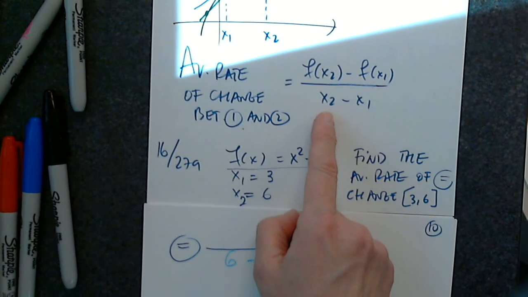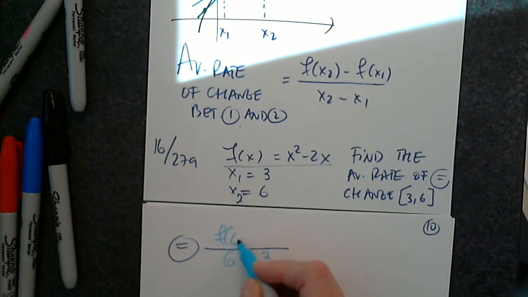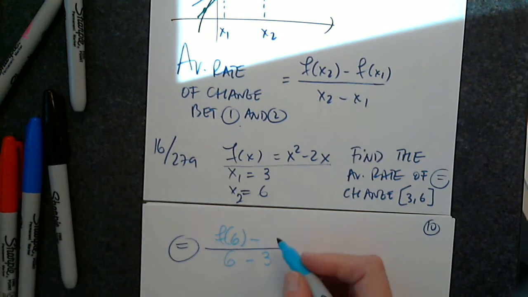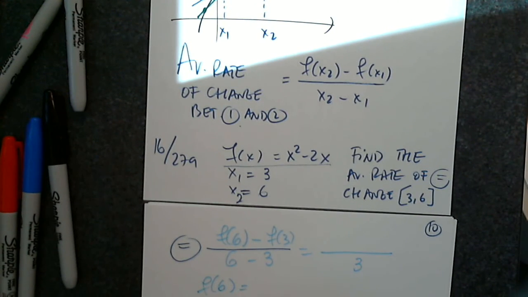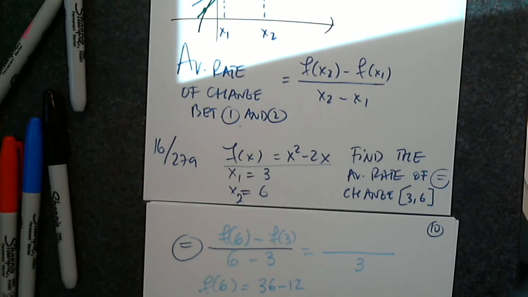F of, indeed, f of 6 minus f of 3. The denominator is 3, so please let's calculate f of 6 on the side, and let's calculate f of 3. F of 6 is 36 minus 12, and f of 3 is 9 minus 6. I plugged in the functions. I plugged the 6 and 3, respectively, in the given function.